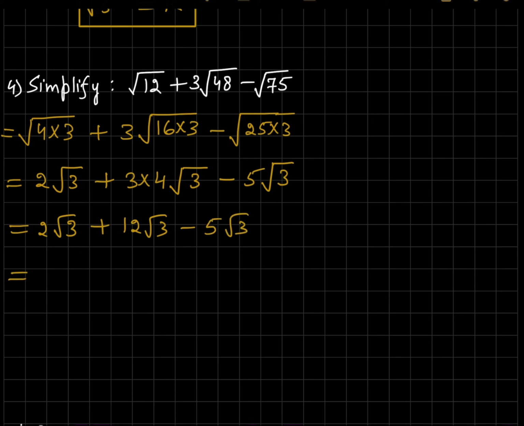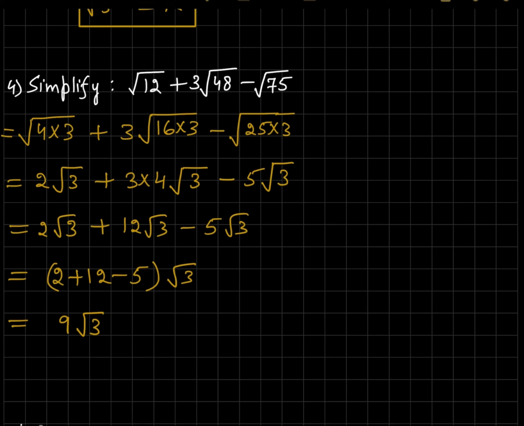So now it is very simple. How many square root of 3's are we having? We are having 2 plus 12 minus 5 square root of 3. So I can say this is 2 plus 12 minus 5 square root of 3, and that is what? 12 plus 2 is 14, and 14 minus 5 is 9. So this is 9 square root of 3. This would be our final answer. Clear? Very simple. Just consider square root of 3 as any variable.